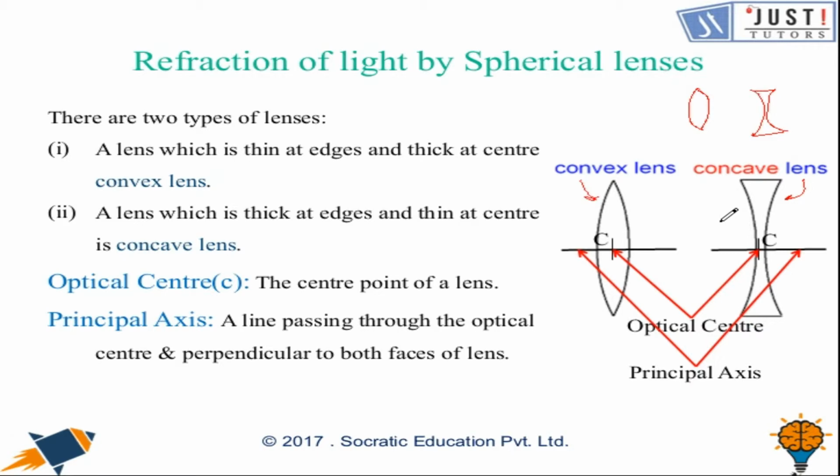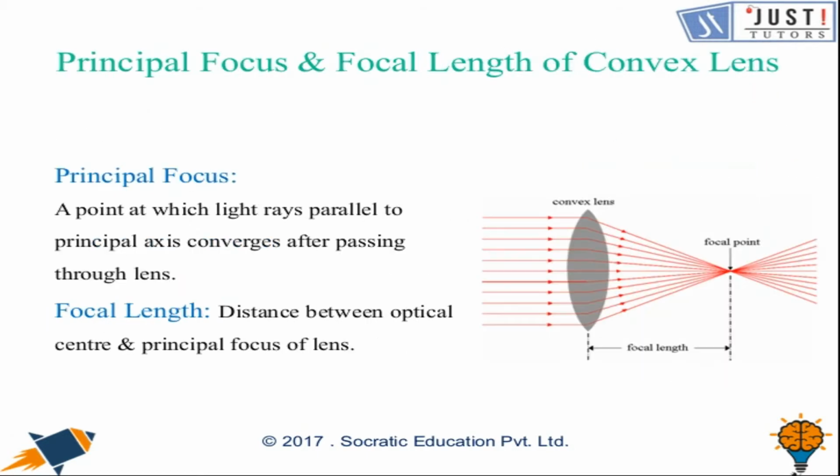A lens which is thin at the edges and thick at the center is convex. A lens which is thick at the edges and thin at the center is concave. Now there are some terms related to these lenses. At the very center, as in mirrors we have the pole, here the center is known as the optical center and represented by small c. Principal axis, again an imaginary line which passes through the optical center. Principal focus, a point at which light rays parallel to the principal axis converge after passing through the lens. This is for a convex lens.